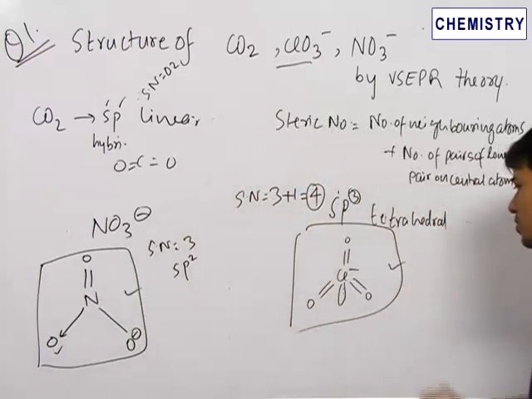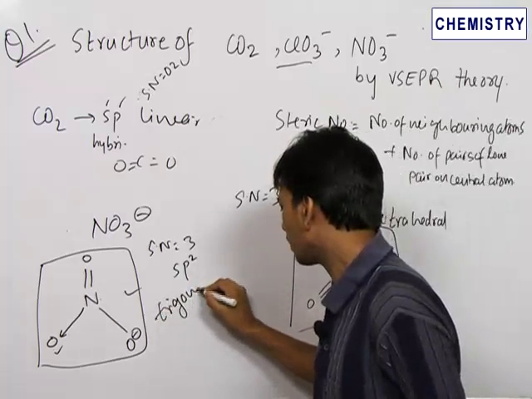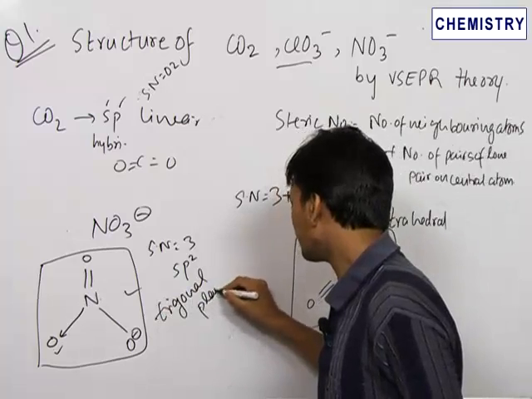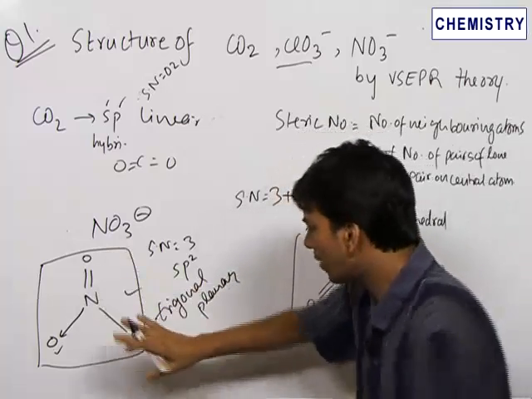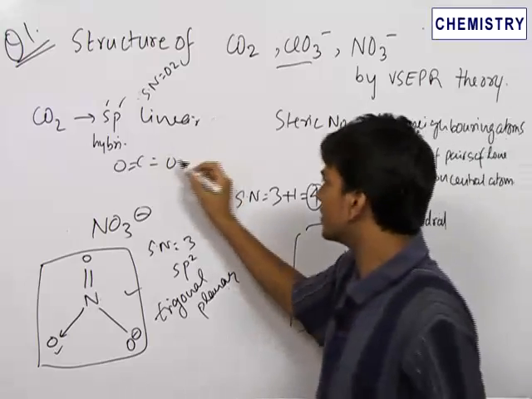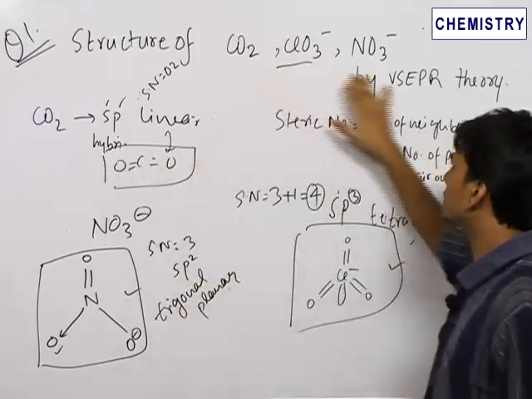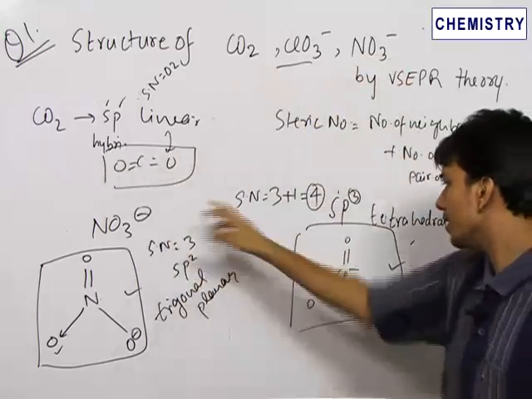For ClO3 minus, this is a tetrahedral structure, and for NO3 minus this is a trigonal planar structure. CO2 is sp and linear in nature. So we get the final answer for the structures of CO2, ClO3 minus and NO3 minus respectively.